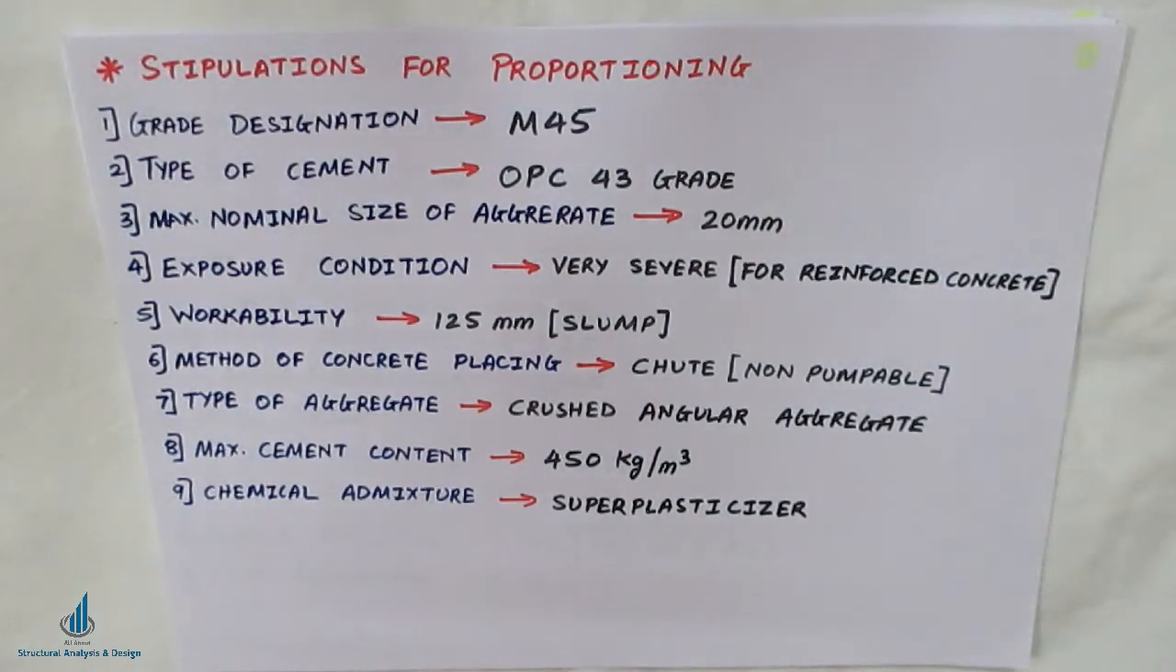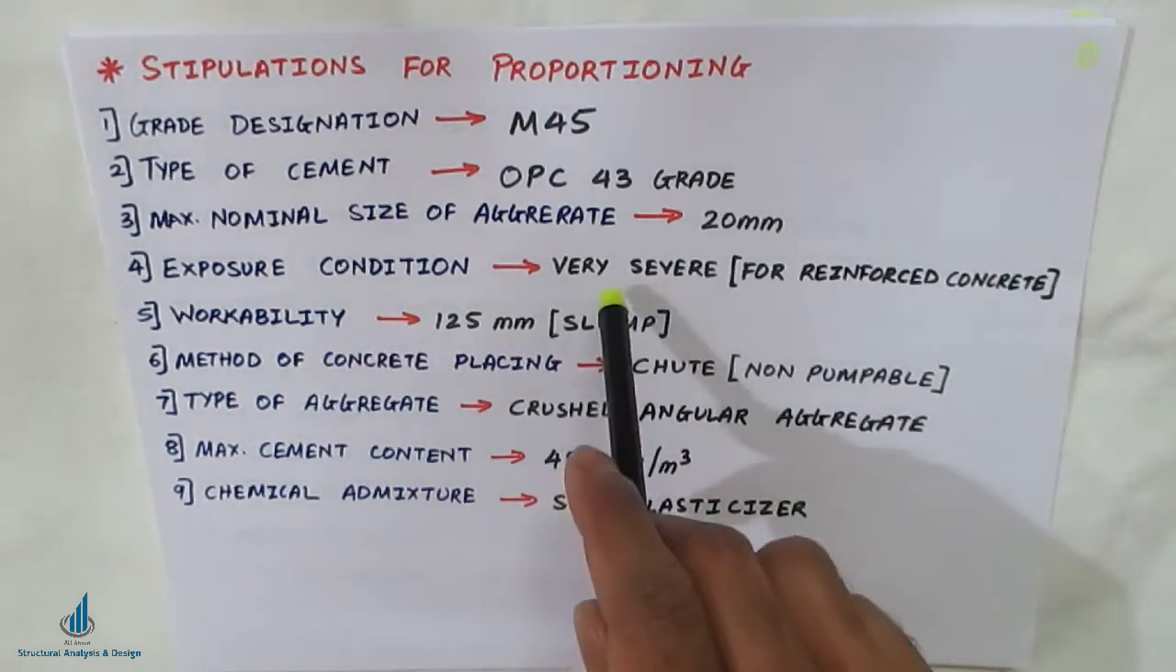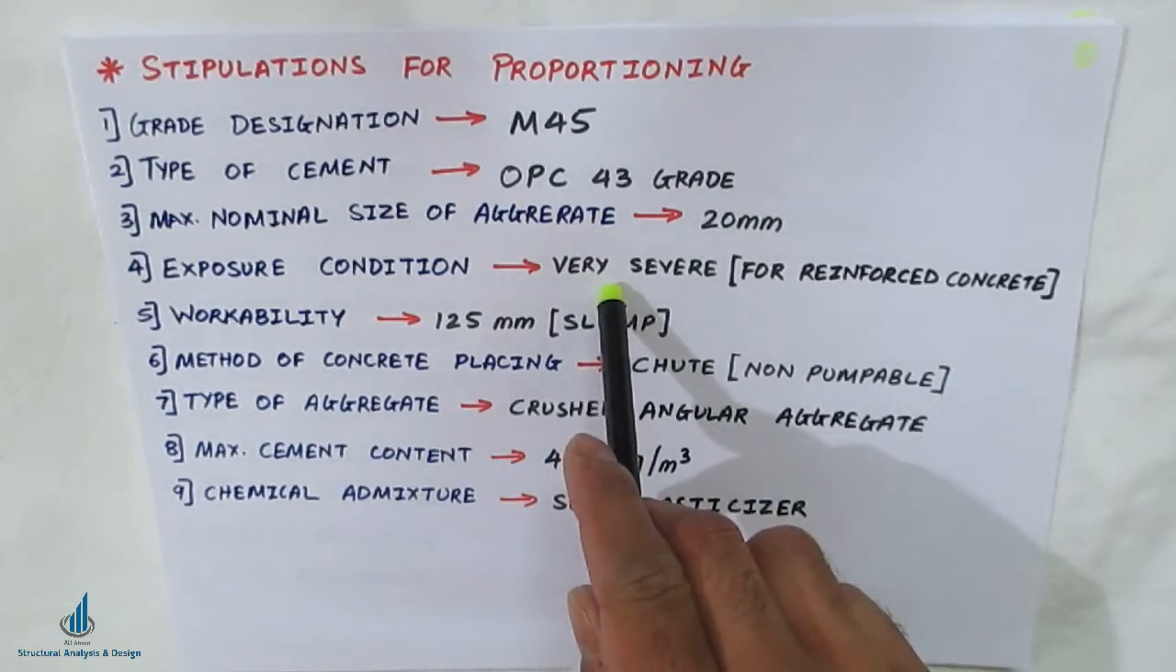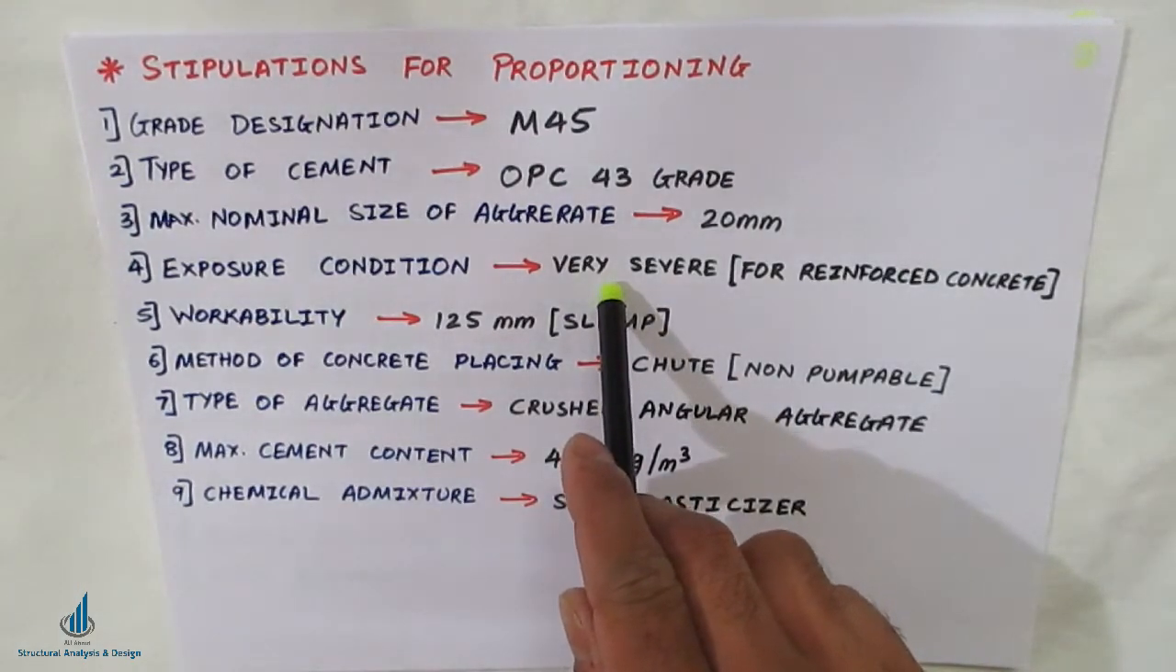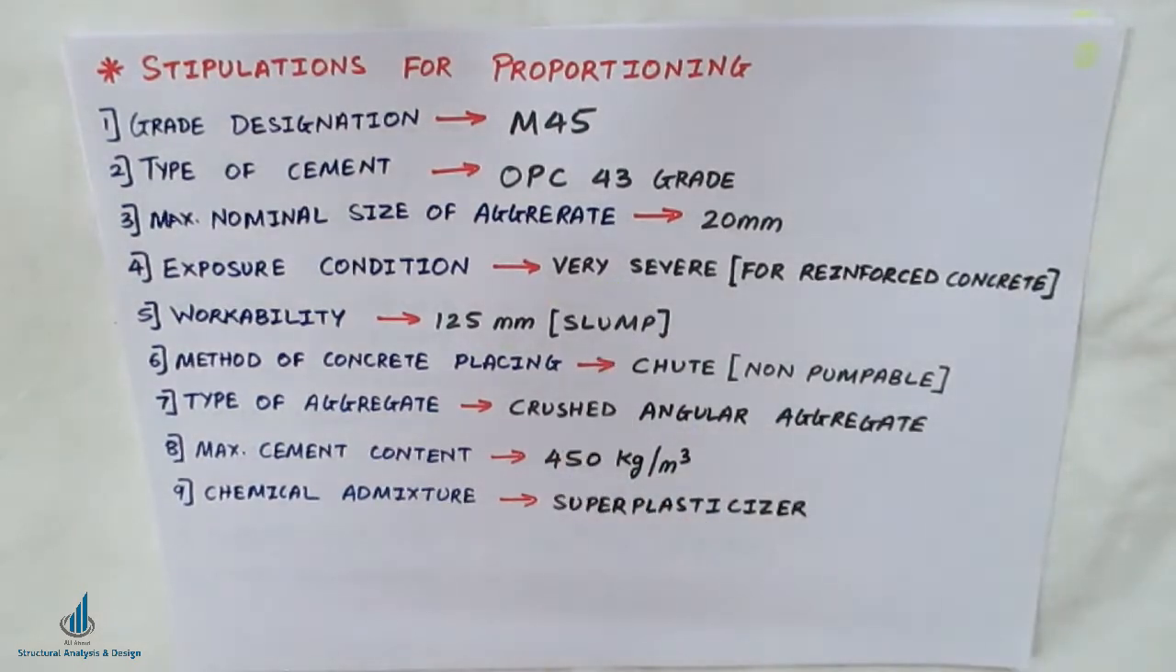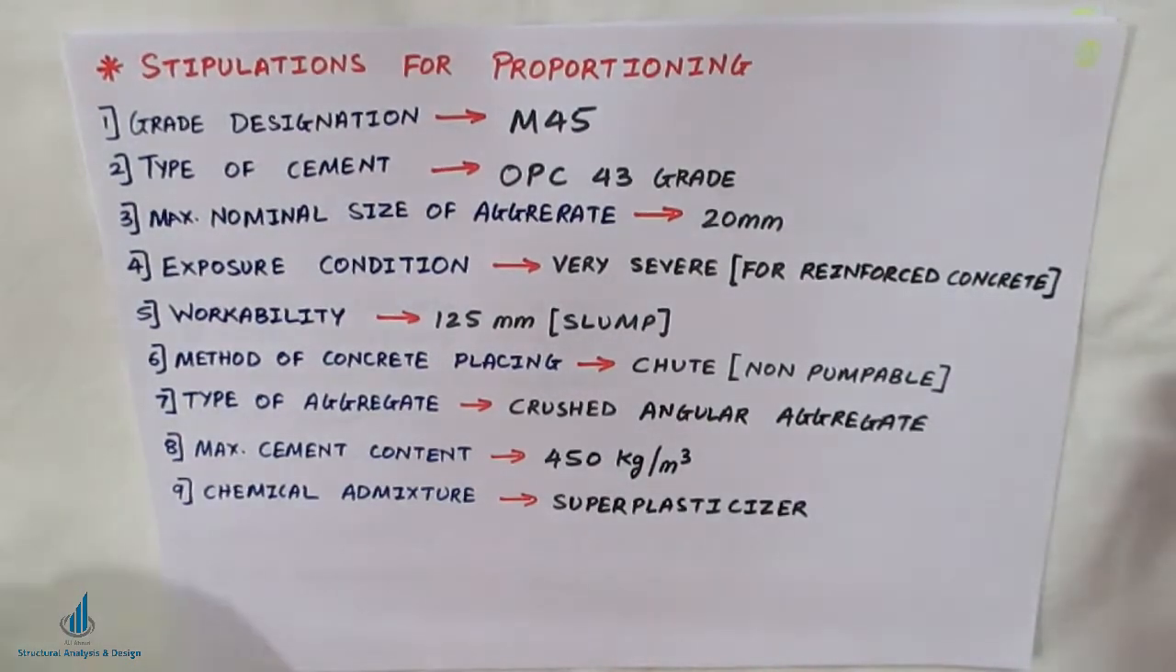If you look at the stipulations, they have not mentioned the maximum water cement ratio and minimum cement content. So you have to use the IS 456-2000 code, which is exclusively for reinforced concrete. The exposure condition they have given is very severe. So from that particular code you have to get the maximum water cement ratio and also the minimum cement content for that particular grade of concrete according to exposure conditions.